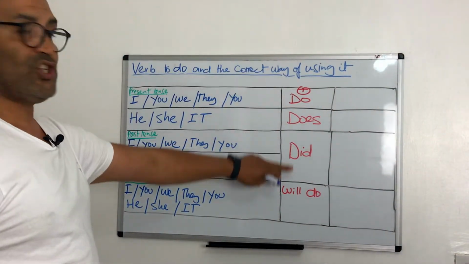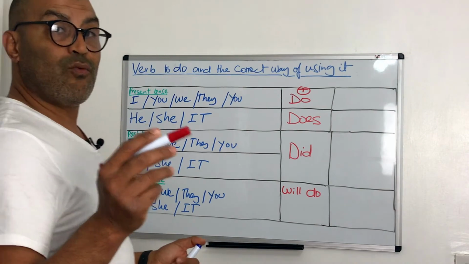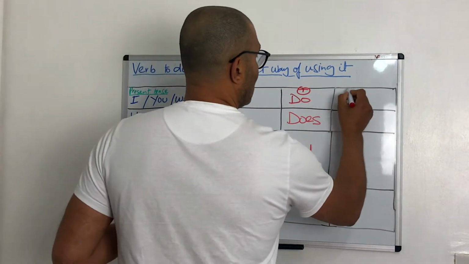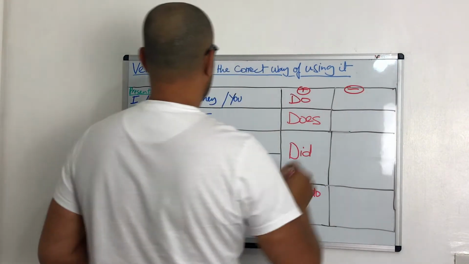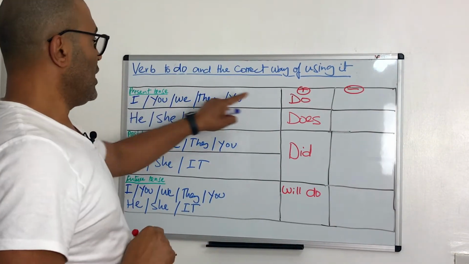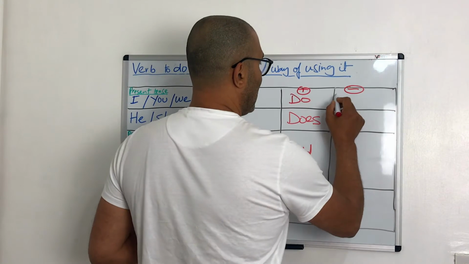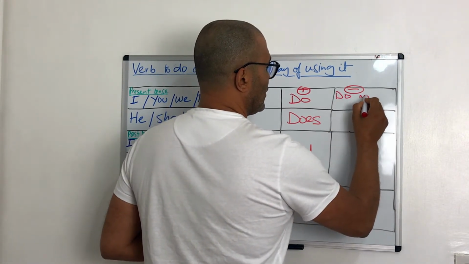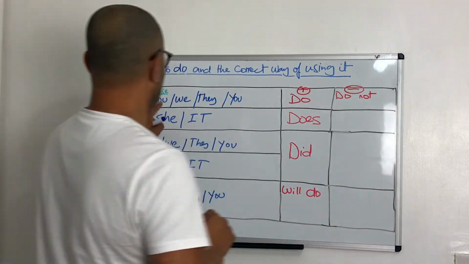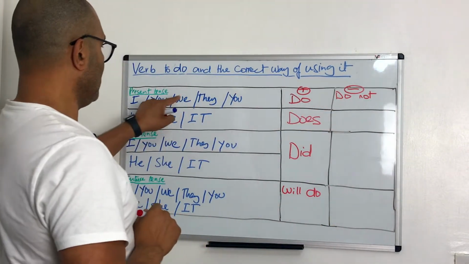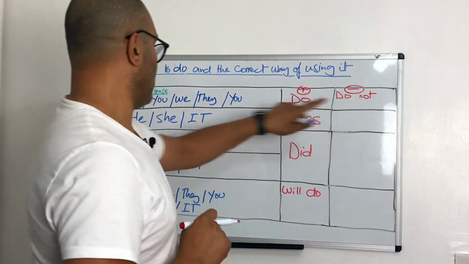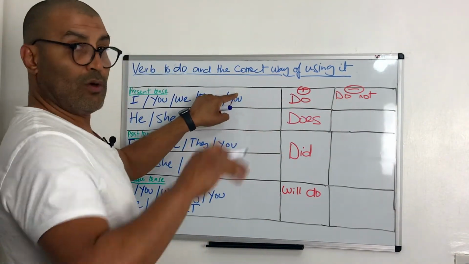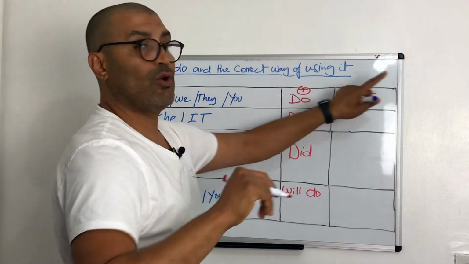This is the positive way. Negative way, when we negate we say: I do not. You do not. We do not. They do not. You, plural, do not.